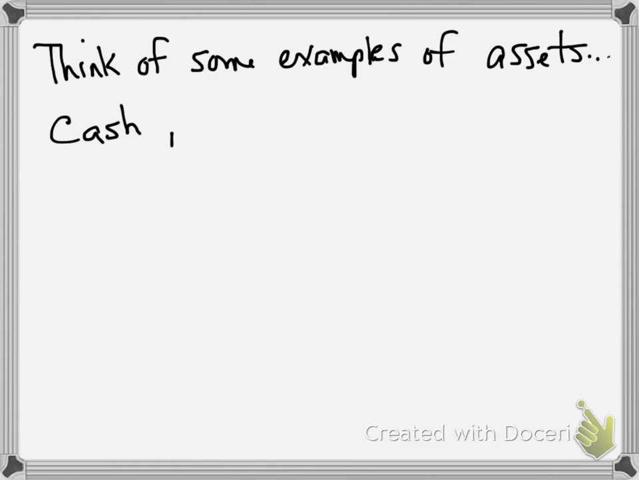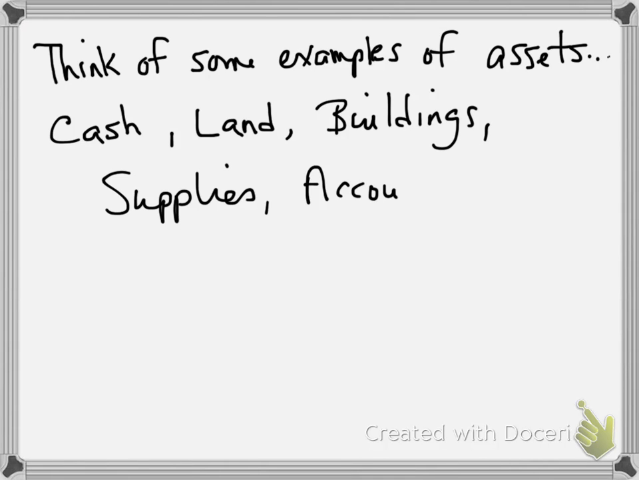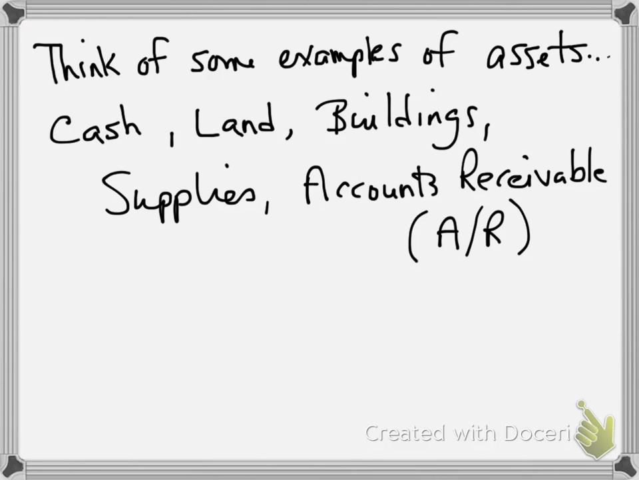Cash is one example. Land is another. Buildings, supplies, and accounts receivable, which is typically called AR, which stands for work that's been done for a customer, but they haven't paid us yet. So we are owed money. It's an asset to the business because they are waiting to collect the cash for the work or the services or the goods that have been provided.